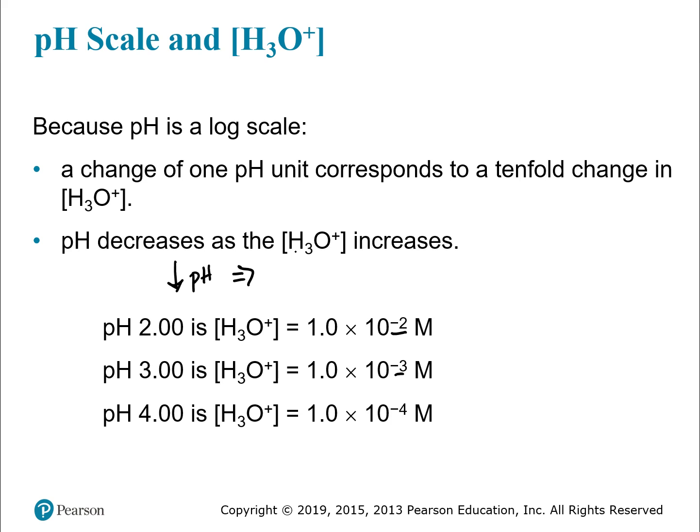The pH decreases as the concentration of hydronium increases. And I'm a very visual person, so I'm rewriting it for those of you who are like me, who like to see the up and down arrows. So decrease your pH means that you're increasing that hydronium concentration.